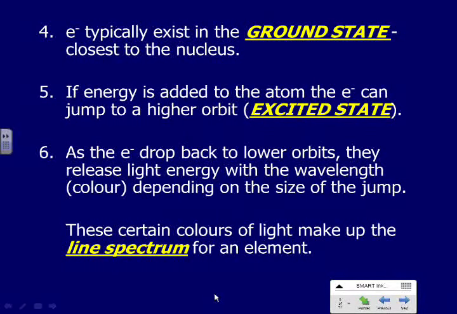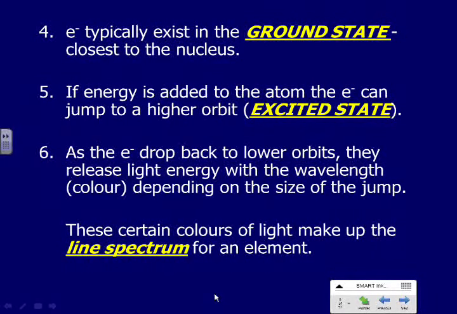If energy is added, the electron can jump to a higher orbit and that's called an excited state. We say that the atom is excited. An excited electron will eventually fall back down to the ground state, but as the electron drops back down to lower orbits, they release light, and that's where the line spectrum comes from. When an electron falls down, it gives off a burst of light. That's the only way it can release energy. Okay? The size of the jump determines what color it is.